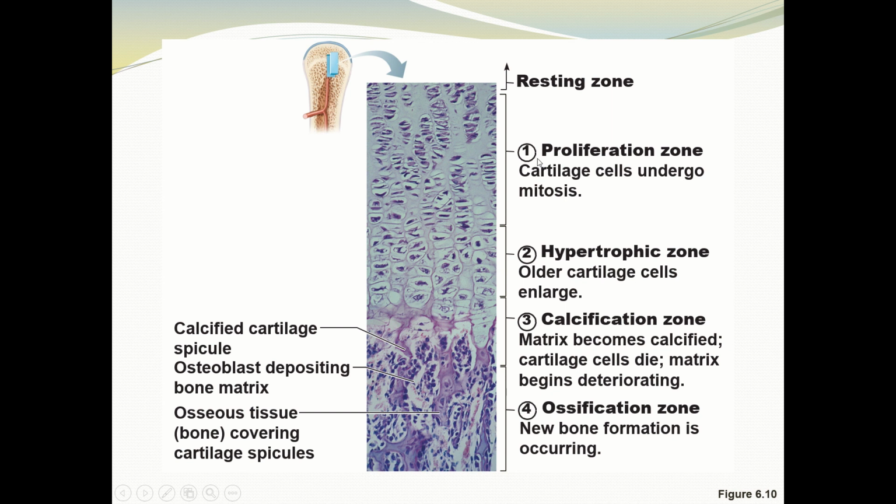So number one, the proliferation zone occurs where cartilage cells undergo mitosis, and they are pushing the bone epiphyses away from each other as they undergo mitosis. In the hypertrophic zone, the older cartilage cells will enlarge, and eventually their cavities will break open and the cartilage cells will die and the matrix will become calcified. In the ossification zone, the new bone formation is occurring, and the hydroxyapatite minerals will form as they are laid down in their appropriate ratio.